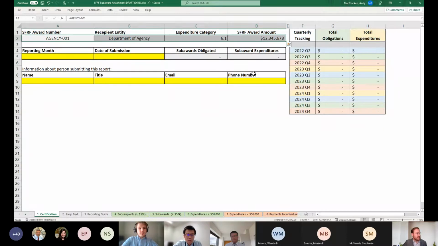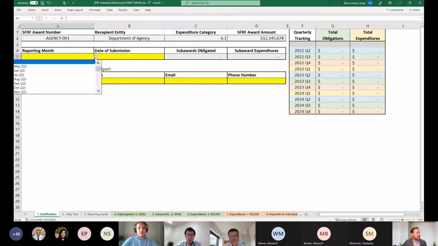The grayed out tabs here, so there's going to be a certification page. This is just where you enter the information for the template that you are submitting for that reporting month. This will be pre-populated with, or I should say, the gray information will not change. So it's your award number, as assigned by NC Pro, the name of your entity. So as an example, I did Department of Agency, the expenditure category that you fall under, and then the total award amount as appropriated, or as defined in your MOU.